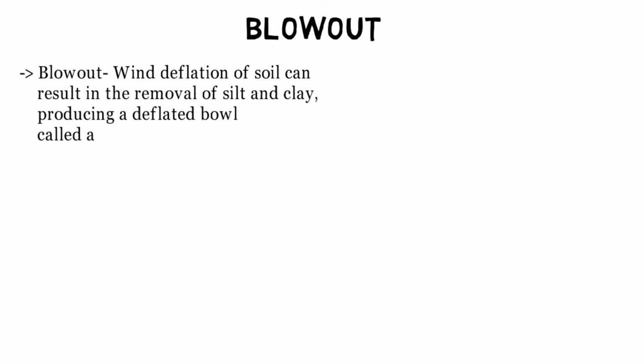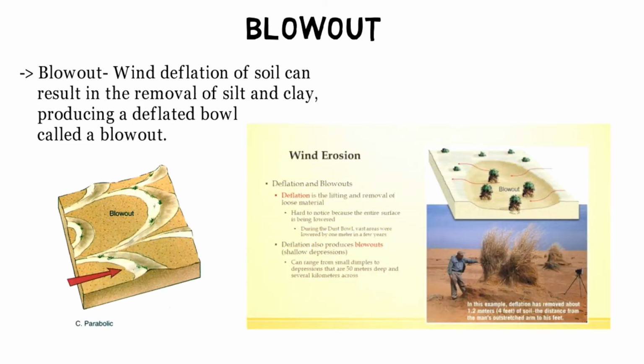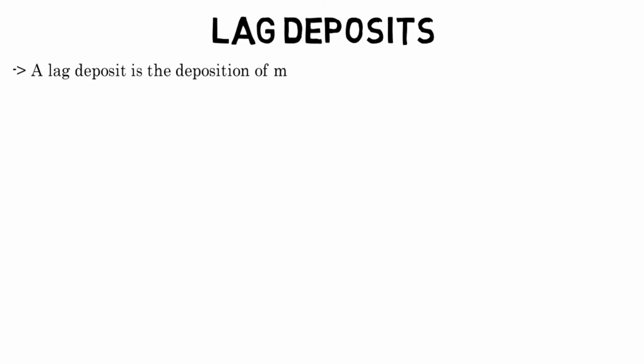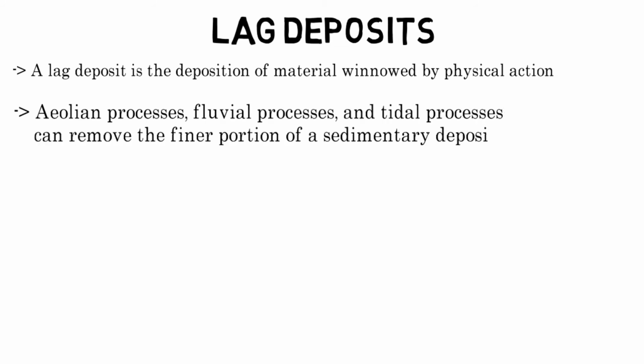Blowout. Wind deflation of soil can result in the removal of silt and clay, producing a deflated bowl called a blowout. Lag deposits. A lag deposit is the deposition of material winnowed by physical action. Aeolian processes, fluvial processes, and tidal processes can remove the finer portion of a sedimentary deposit, leaving the coarser material behind.